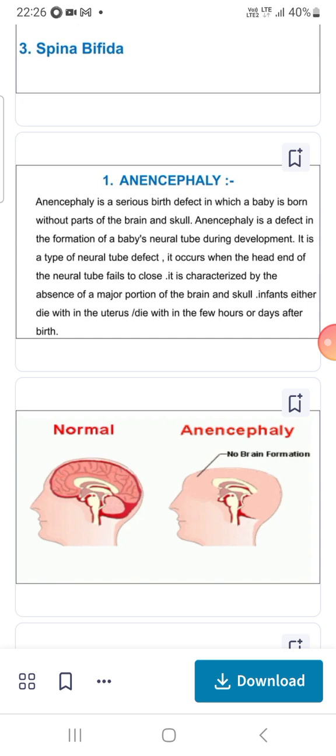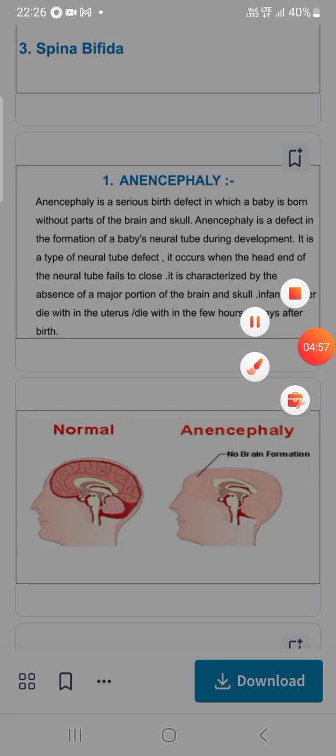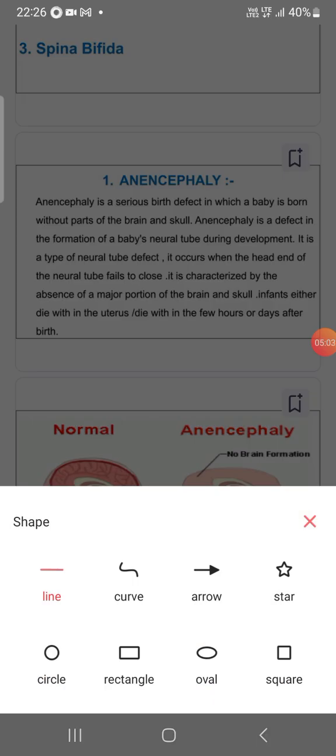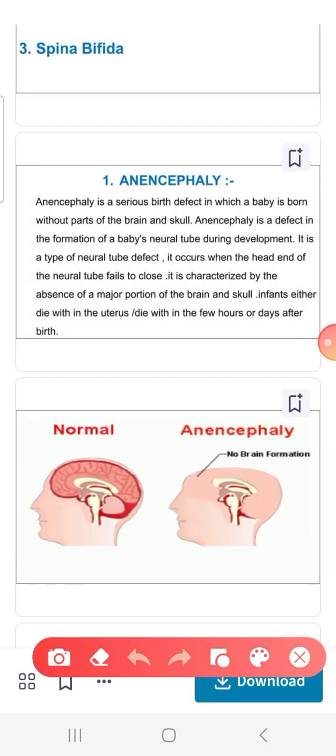First of all, anencephaly. Just observe the structural difference between normal and abnormal conditions. In the normal condition, this is the normal brain, which occupies the total skull area up to the forehead. But in the second condition, the brain is not well developed. That is called no brain formation, or only a little quantity of formation, meaning 50 percent, 30 percent or 20 percent.